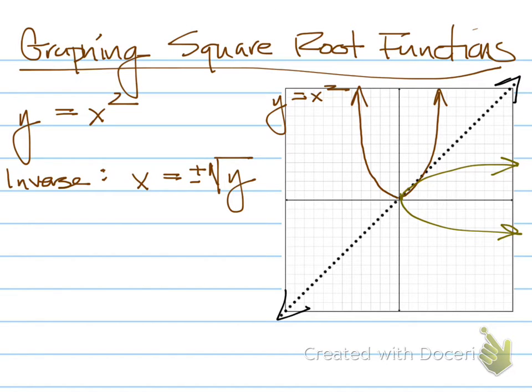However, as we established already, the inverse of a quadratic function is not itself a function. It did not pass that horizontal line test, and we can see from the graph of the inverse that it is not going to pass the vertical line test. So the inverse is not a function, so we're just going to focus on the positive part of that graph, and that is the square root of x. Y equals the square root of x.